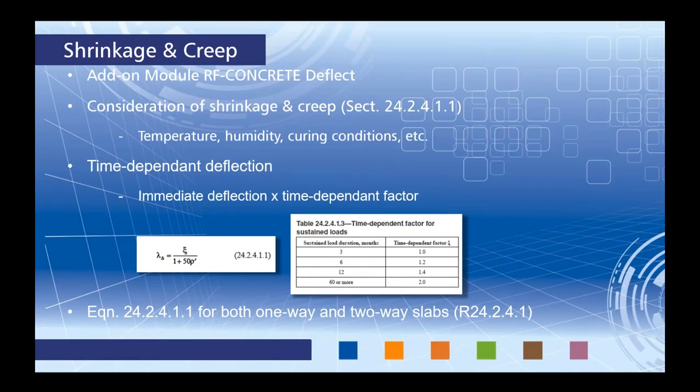So jumping back to the PowerPoint, what exactly does this mean? Well, the ACI code in section 24.2.4.1.1 tells us that we do need to take into consideration shrinkage and creep. This is due to things like temperature, humidity, curing conditions, a lot of external forces and such that really are out of our control but still affect our concrete design. So we want to take them into account for long-term deflections.